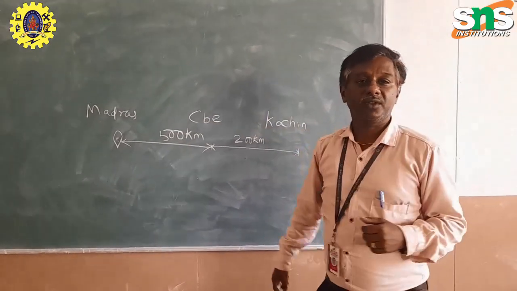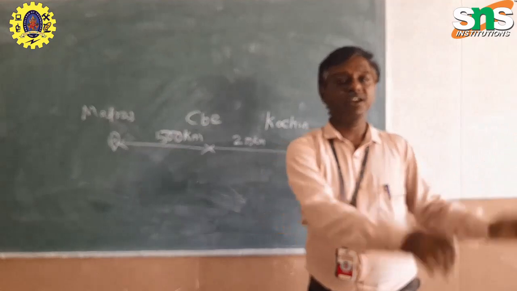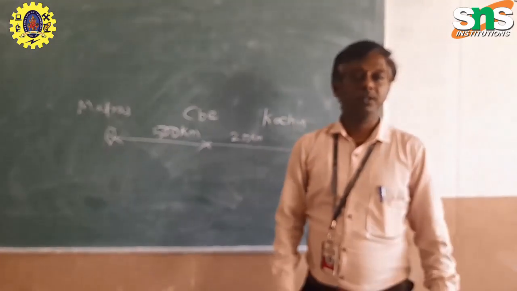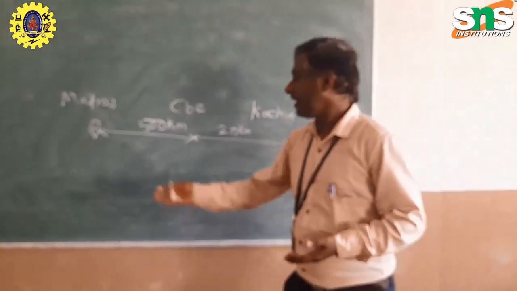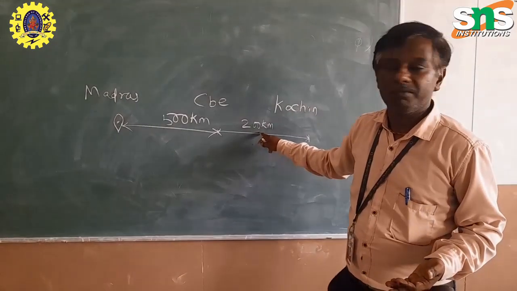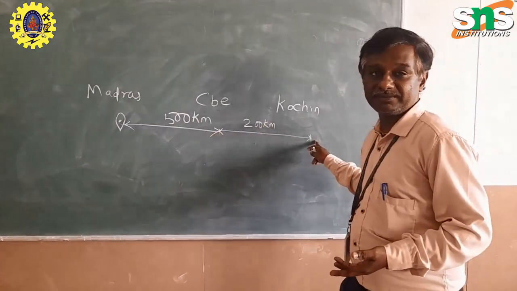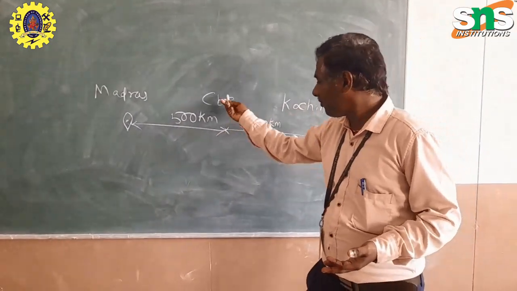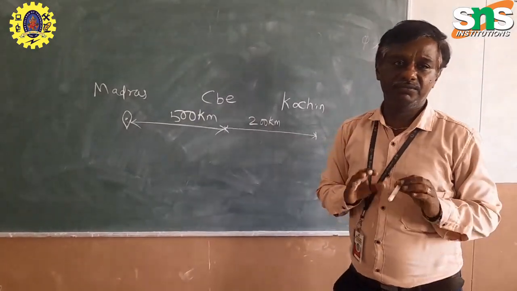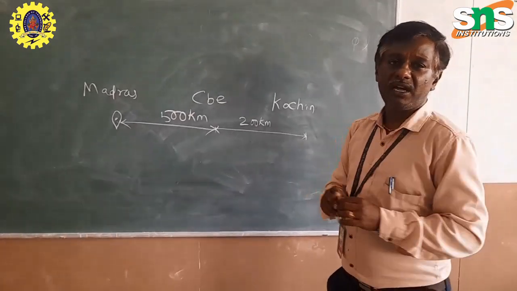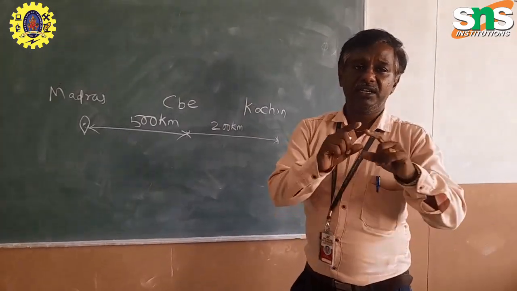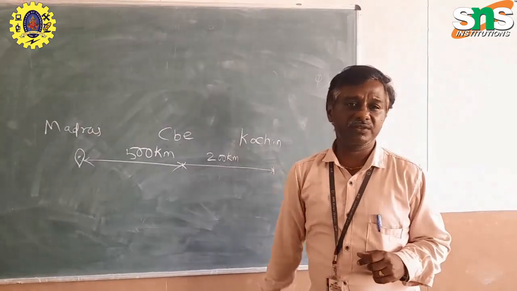Now somebody is in Coimbatore. The same question is asked by the person who is in Coimbatore. From Coimbatore to Kochi, it is 200 kilometer. So we should not use the same 700 kilometer for that. We should know from where it is started, from where it is measured. That is a very big, important question. For that we have to take an origin for measurement.